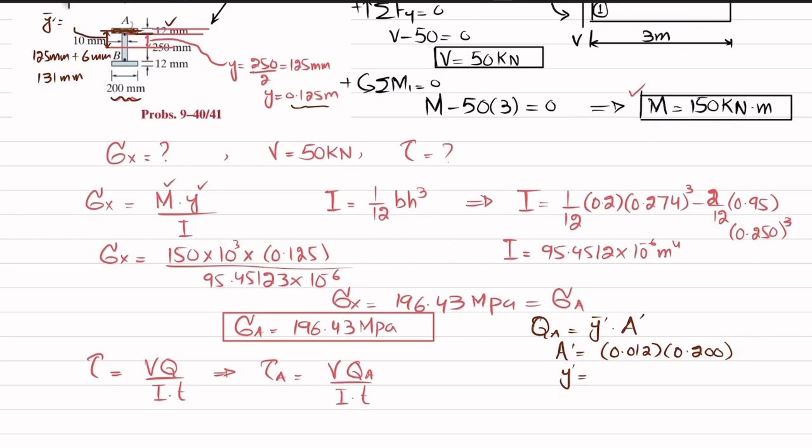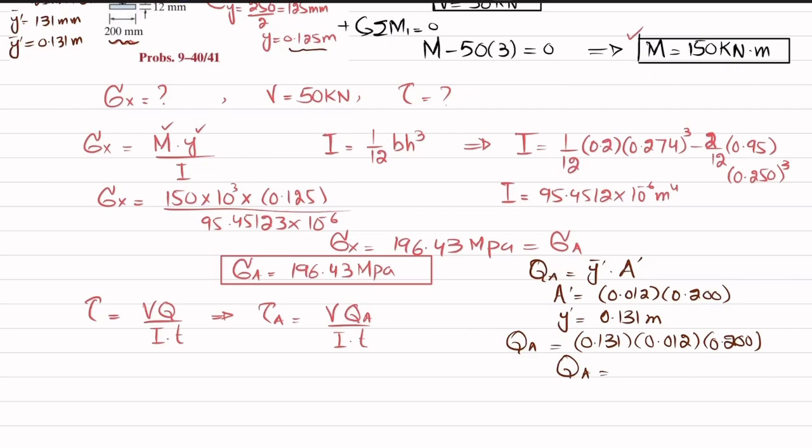So it will be 131 millimeter y-bar, and that is 0.131 meter. Okay, now you have the value, put it: y-bar is 0.131 meter. So your QA will be equal to 0.131 multiplied by this area 0.012 into 0.200. So when you calculate it, you will get QA equal to 0.3144 into 10 raised to power minus 3 cubic meter.